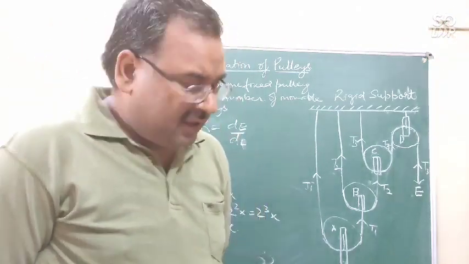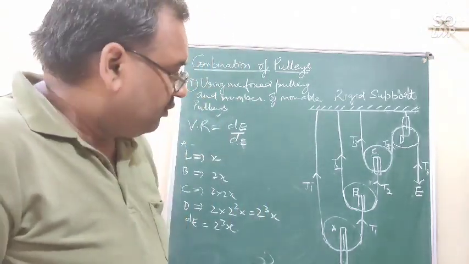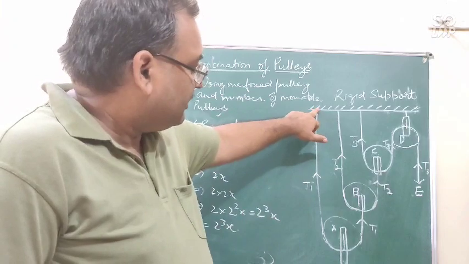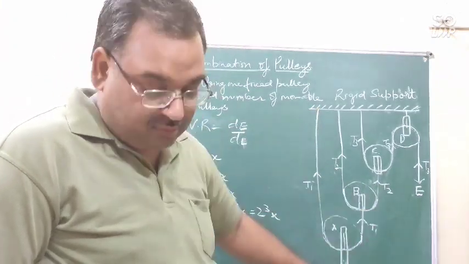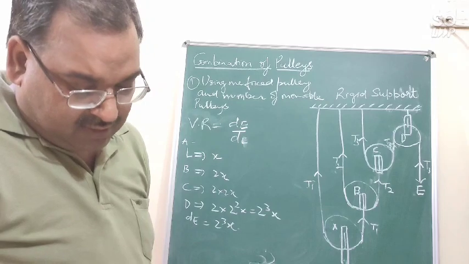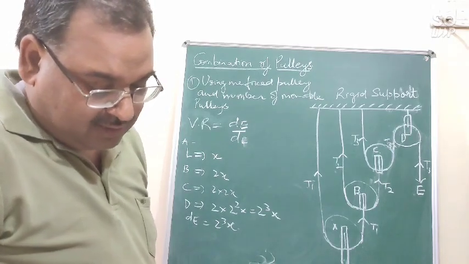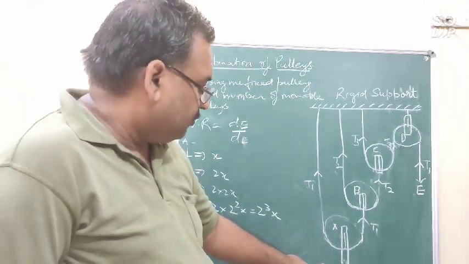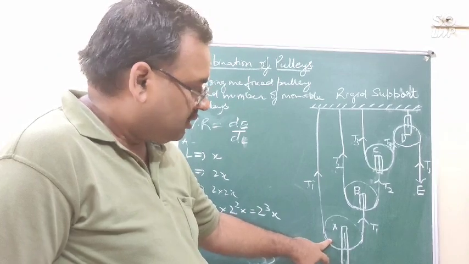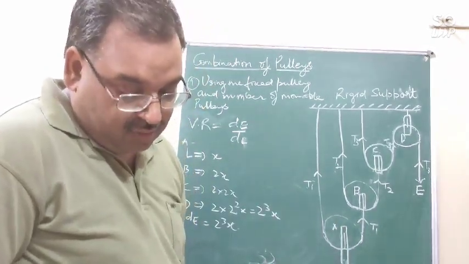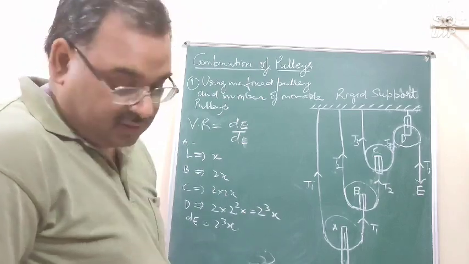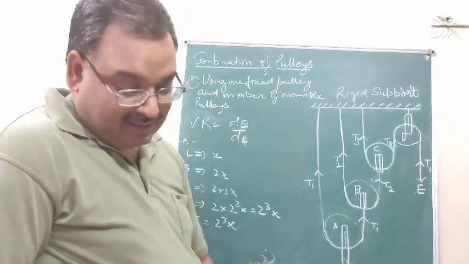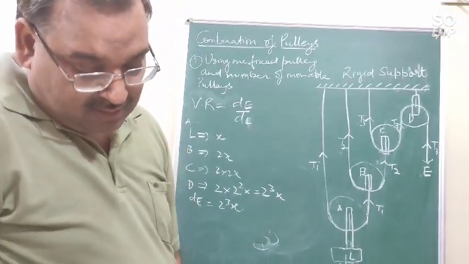As one end of each string passing over a movable pulley is fixed, the other end is fixed to the second movable pulley. So the other end of the string moves up twice the distance moved by the axle of the movable pulley. If the load L is moved up by a distance x, the other end will move by a distance 2x. Is it clear? If the distance moved by the load is x, the other end will move by a distance 2x.